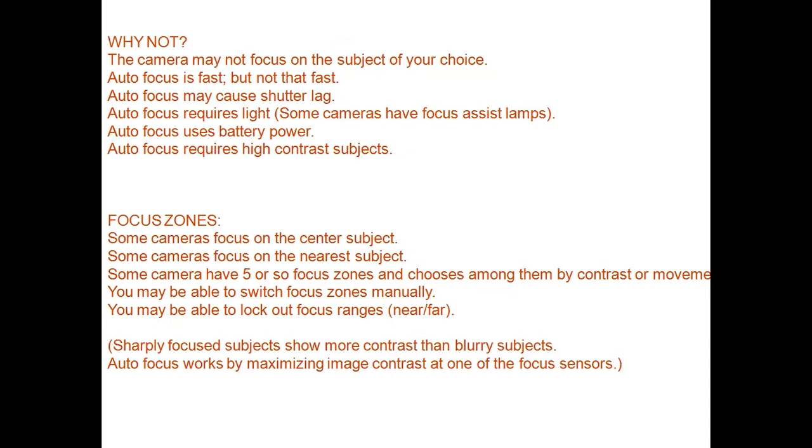As for the focus zone, some cameras focus on the center subject, some cameras focus on the nearest subject. The camera has five or so focus zones and chooses among them by contrast or movement. You may be able to switch focus zones manually. You may be able to lock focus ranges. Autofocus works by maximizing image contrast at one of the focus sensors.